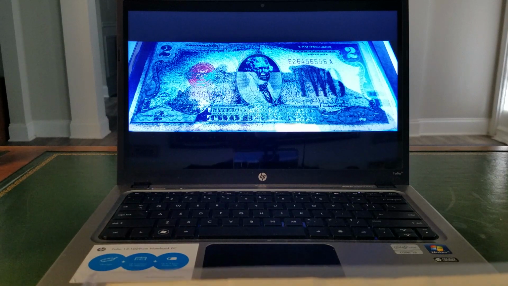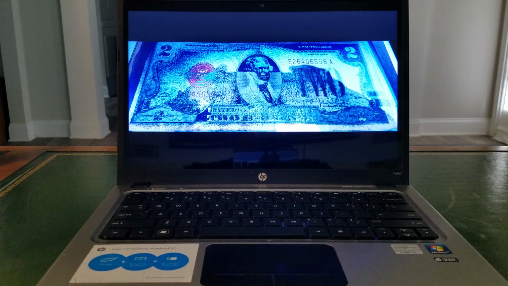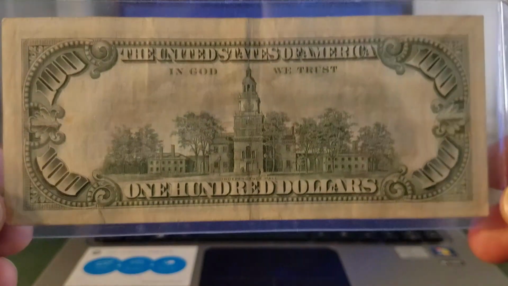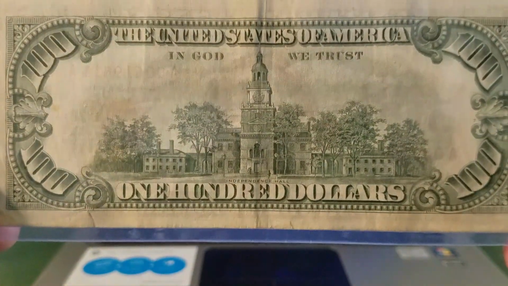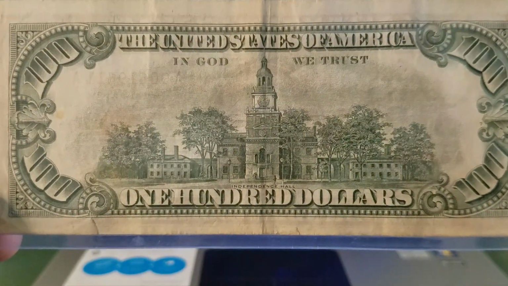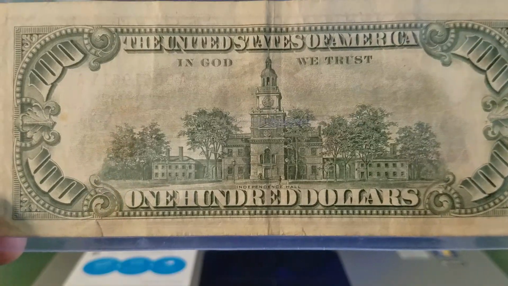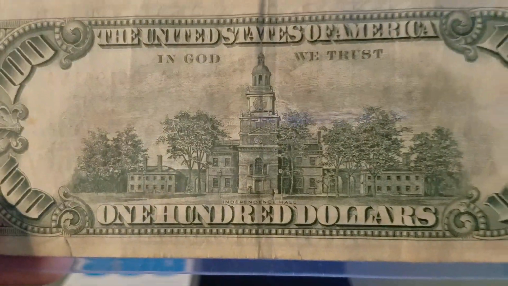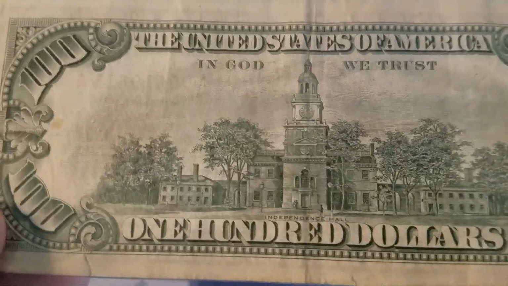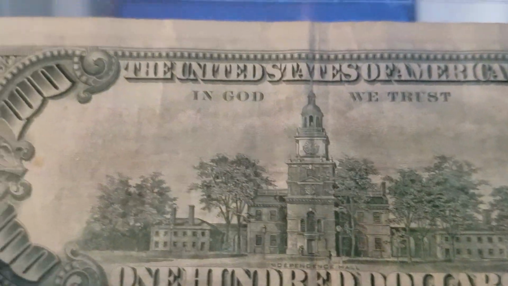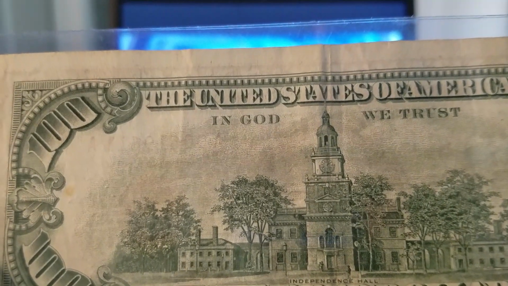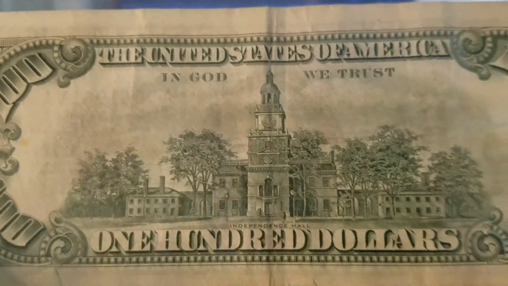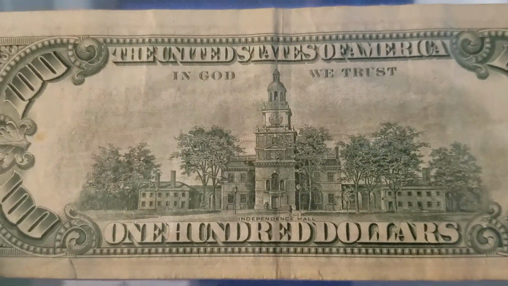And probably one bill that's recognized more than even a $1 bill is the $100 bill. All right, so on the back you have Independence Hall. Independence Hall was built in 1753 as the State House of Pennsylvania.